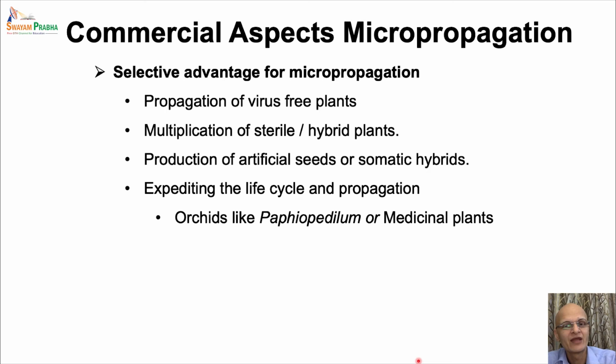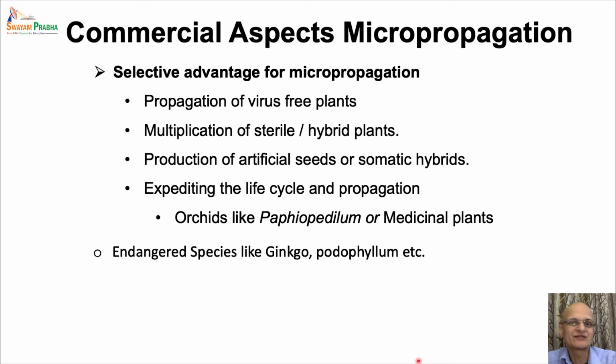These are, one, the endangered species. The species that are endangered or facing a high level of threat of extinction, like ginkgo, podophyllum, etc. Micropropagation can help to conserve these plants. It may be the medicinal plants or maybe the ecologically important species.